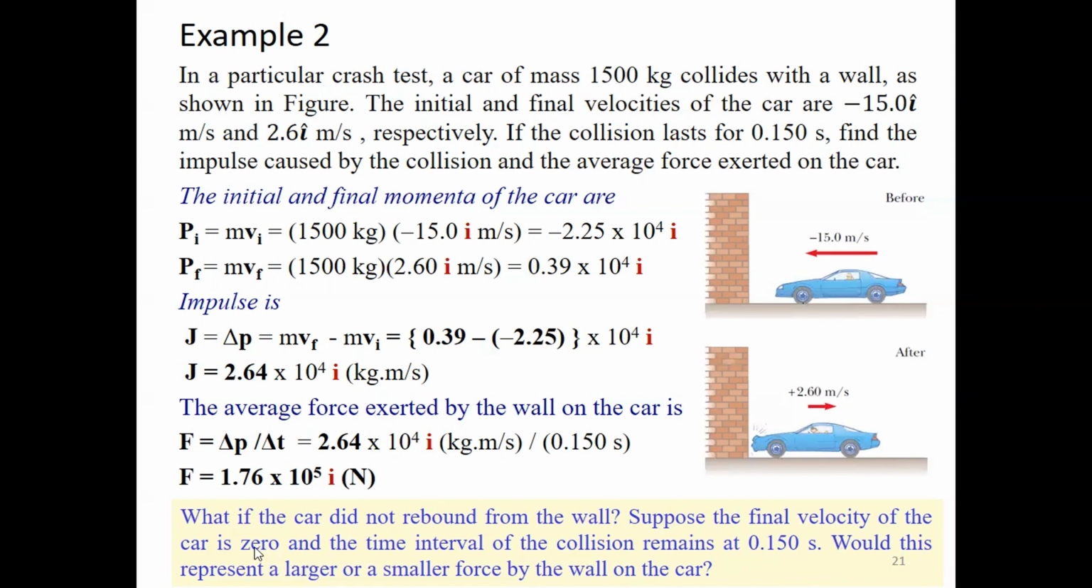So suppose that the final velocity of the car is 0 and the time interval of the collision remains at 0.15. Will this represent a large or a small force? So we now know that the delta P will reduce for the same time. Therefore, the force will reduce. So if there is no bouncing back or rebound, then the car will just stop there, and the exchange of momentum to give a larger force will not be there. Force will be small. The net average force will be small.